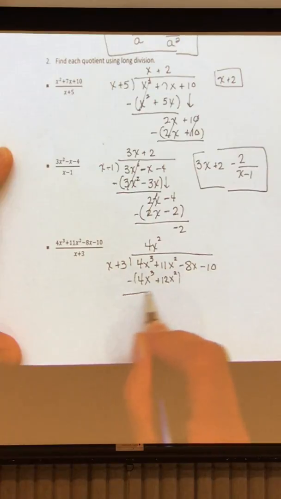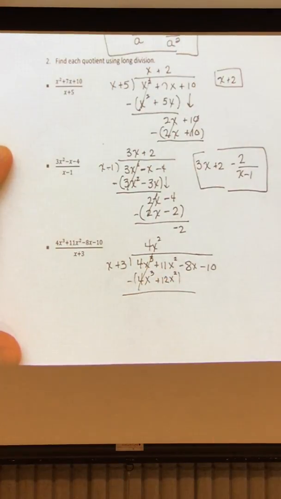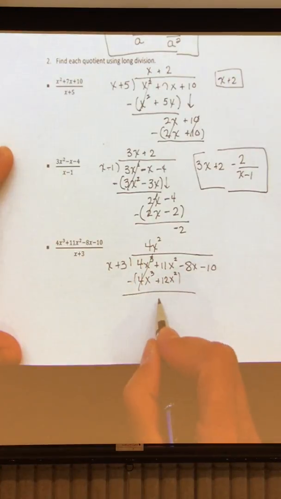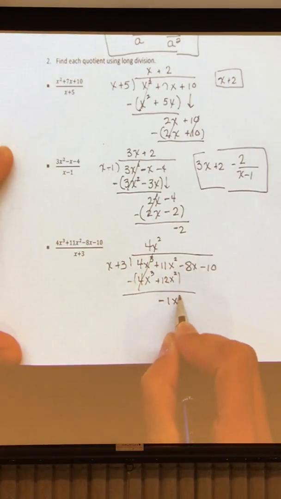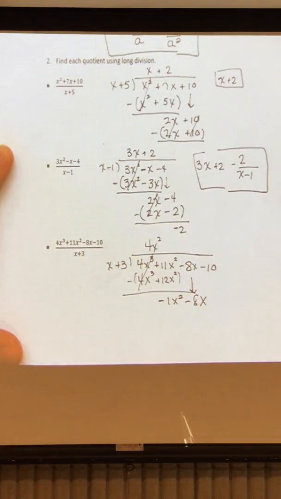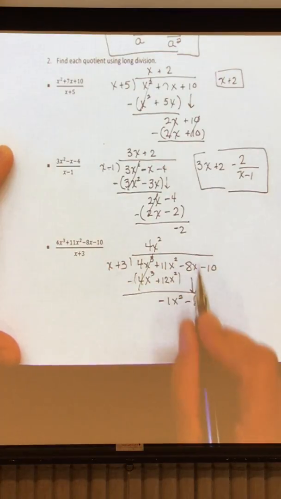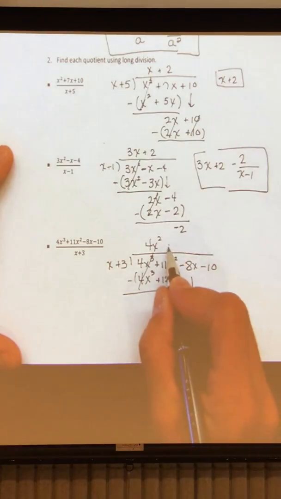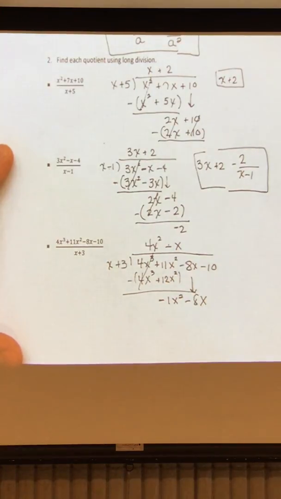Then you subtract, which cancels the first term. 11x squared minus 12x squared is negative 1x squared. And you bring down the negative 8x. So again, you ask yourself, x times what will give you negative x squared? And that is negative x. Negative x times x is negative x squared. Negative x times 3 is negative 3x.